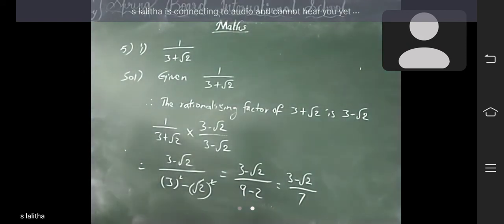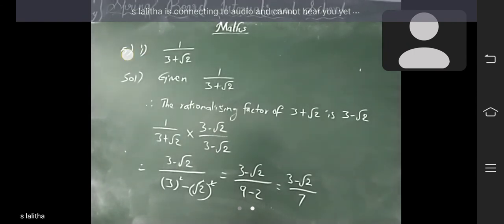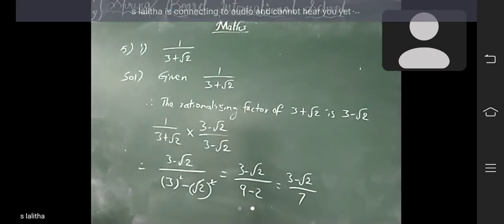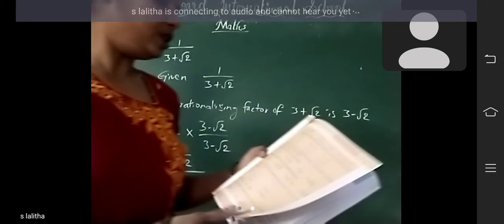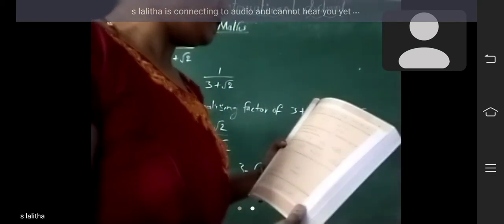Okay, children? Come and write. Next, children, you can do homework second one and third one. Now I am telling the fourth one.